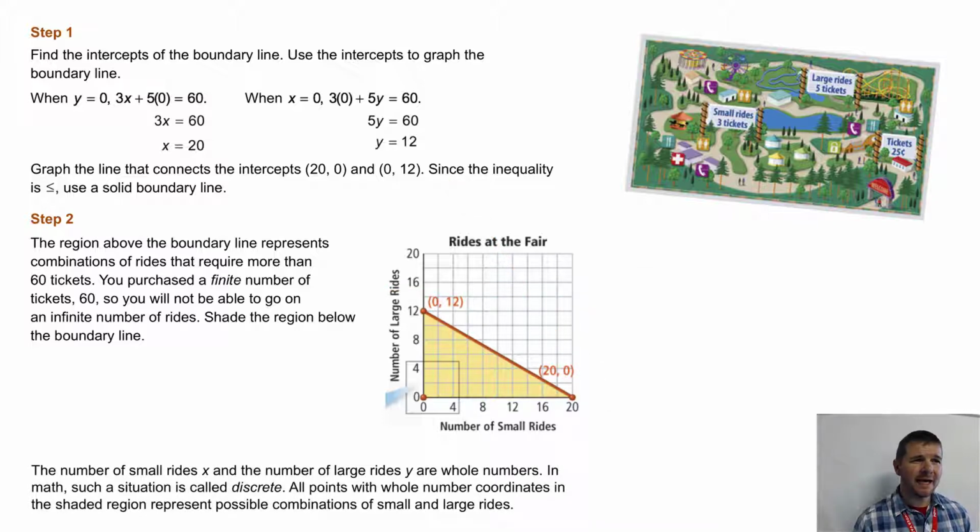The number of small rides x and the number of large rides y are whole numbers. In math, such a situation is called discrete. All points with whole number coordinates in the shaded region represent possible combinations of small and large rides.